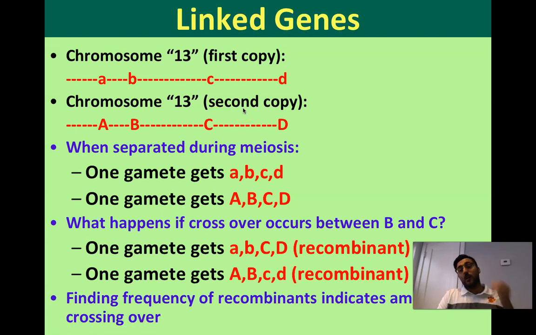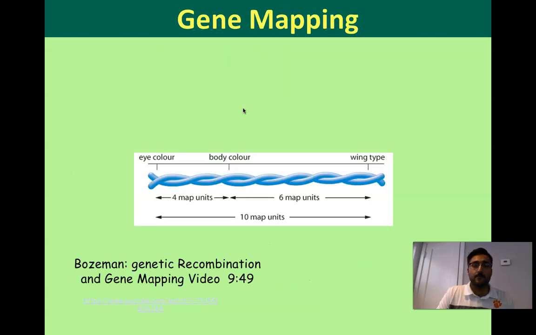Finding the frequency of recombinants indicates the amount of crossing over. So we can determine how much crossing over has occurred based off of how closely linked genes might be. And this is going to bring us to gene mapping. So gene mapping, typically all gene mapping questions are going to follow the same procedure to answer them. And it's built off of a couple premises.